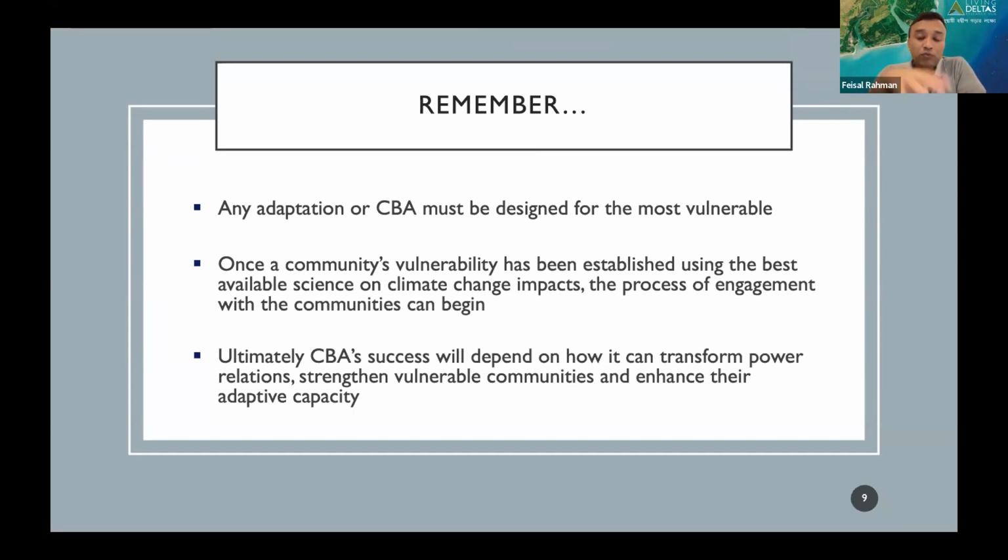The second thing that we've highlighted is that once community vulnerability has been established using the best available science, also through the engagement of communities, that's when CBA projects should proceed. But it should not proceed alone only on the basis of scientific knowledge. It should be through a participatory process where community perspectives have been incorporated thoroughly.